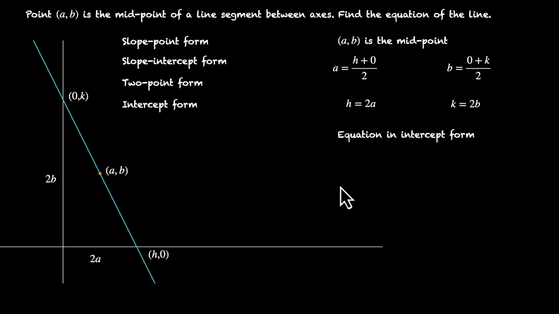So let's do that. The equation of the line in intercept form will be x upon x-intercept plus y upon y-intercept equal to 1. Here x-intercept is 2a and y-intercept is 2b, which gives us x by 2a plus y by 2b equals 1. A little rearranging, we can take this 2 to the other side. x by a plus y by b equals 2. This looks very similar to the intercept form, but here a and b are not the intercepts. They're the coordinates of the midpoint of this line segment between these axes. So x by a plus y by b equals 2. That's the equation of this line. Let's try one more.